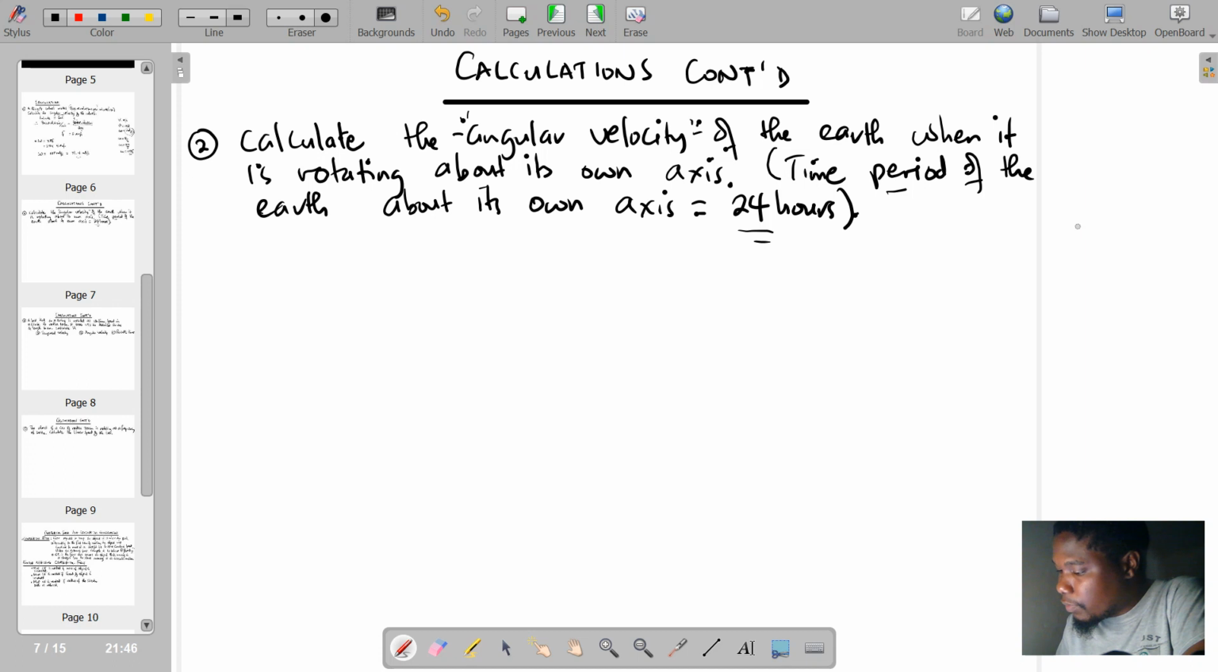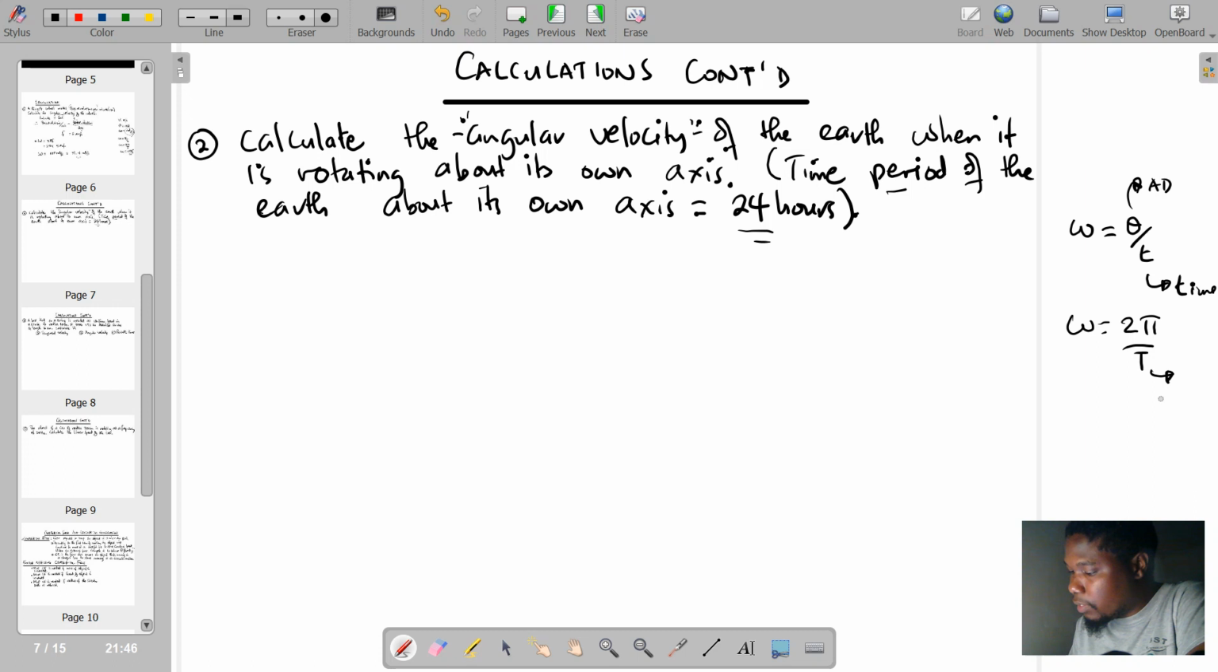So the first formula that we came up with was angular velocity is equal to angular displacement over time. Remember, theta is angular displacement, t is time. And then we had omega, which is angular velocity, equal to 2 pi over capital T. This capital T was periodic time. Then we had another formula, 2 pi f. The f was frequency.